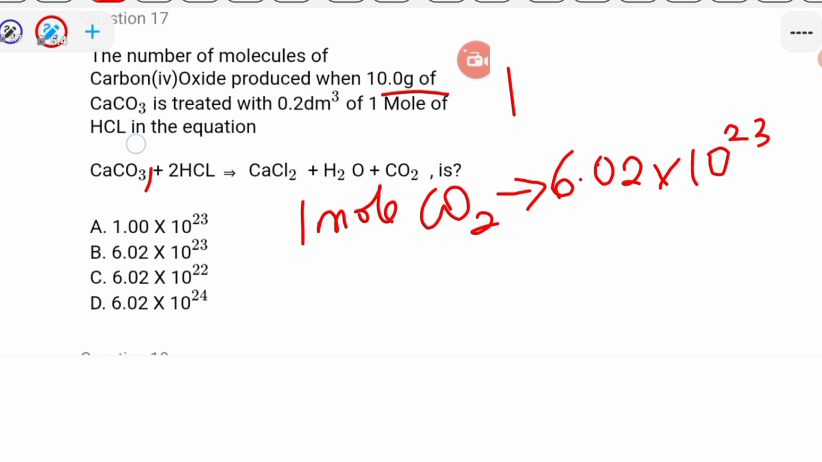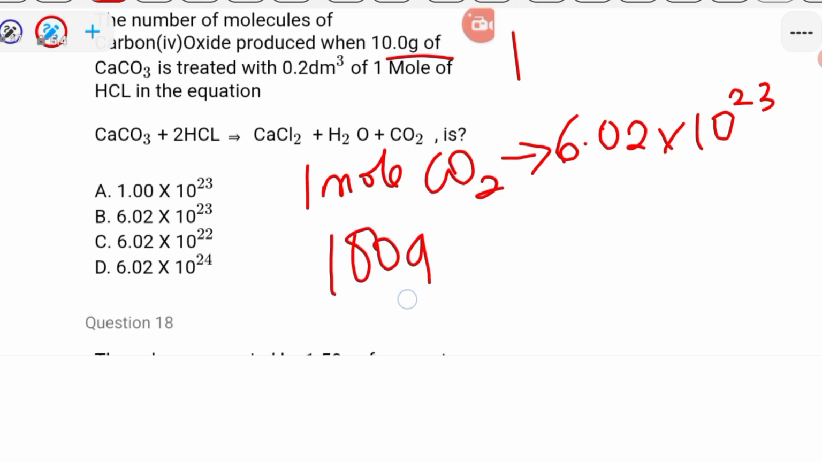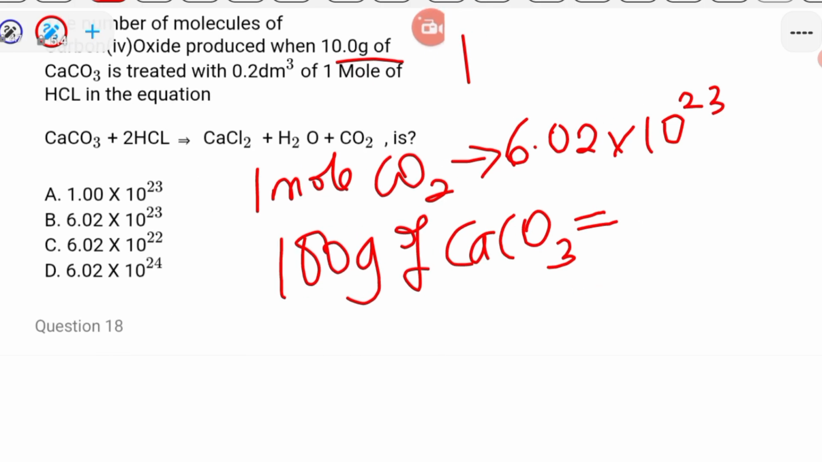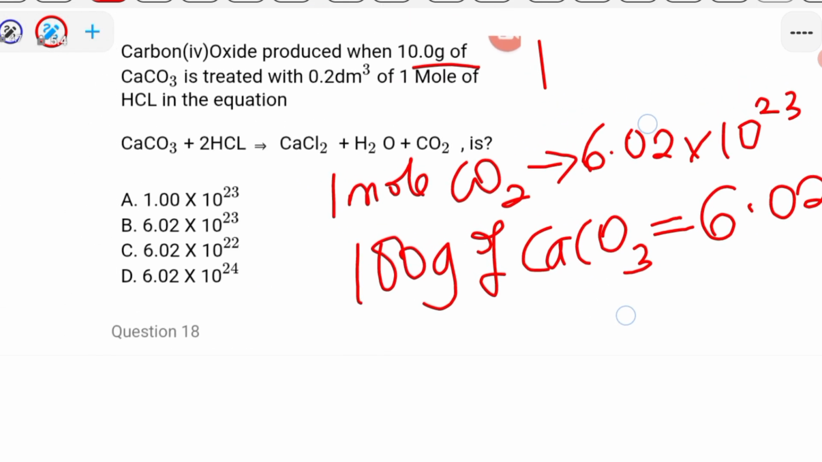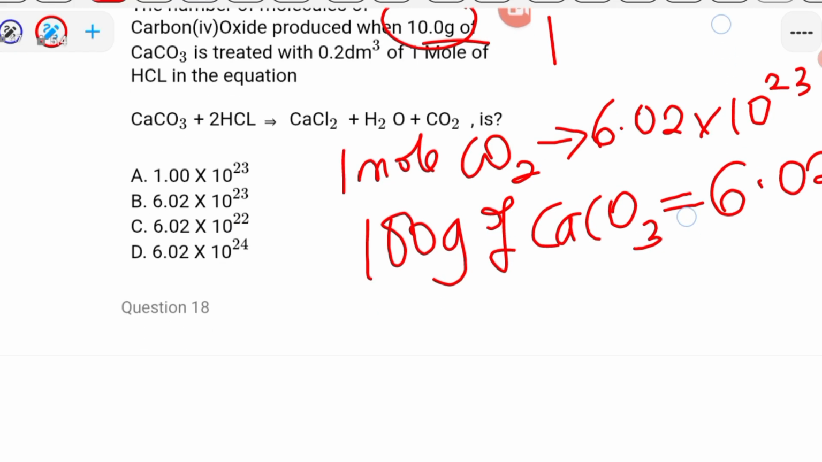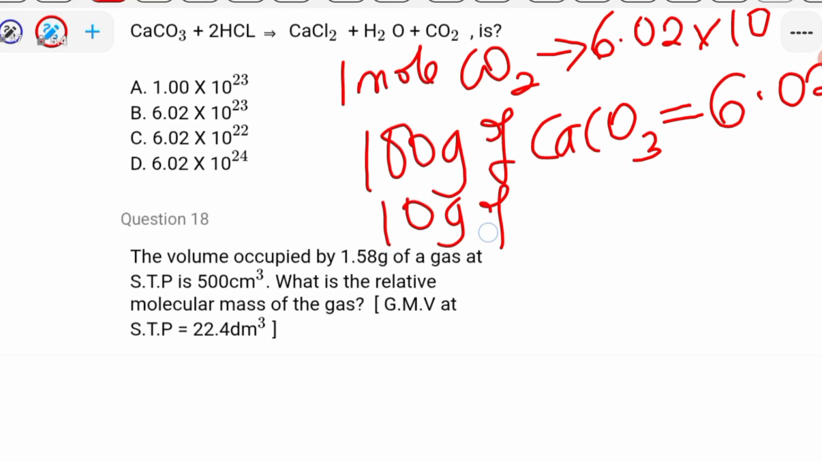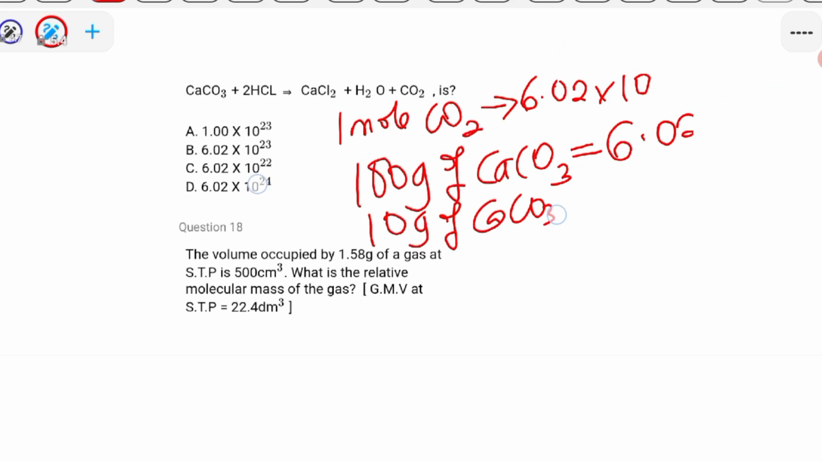And the molar mass of CaCO3, if you calculate it using Ca as 40, carbon as 12, and oxygen as 16, you will get 100 grams. So that means 100 grams of CaCO3 will produce 1 mole of CO2. And you know that 1 mole of CO2 already contains 6.02 times 10 to the power 23 molecules. So what will 10 grams of CaCO3 now produce?